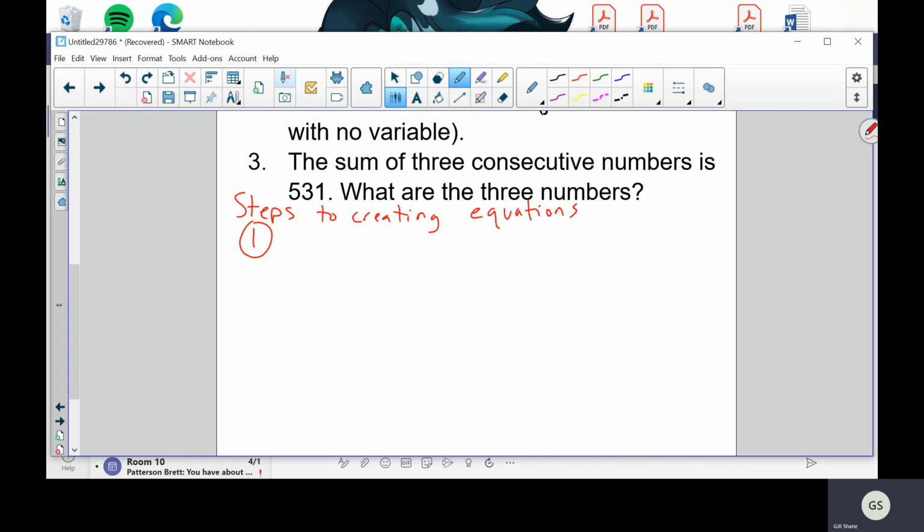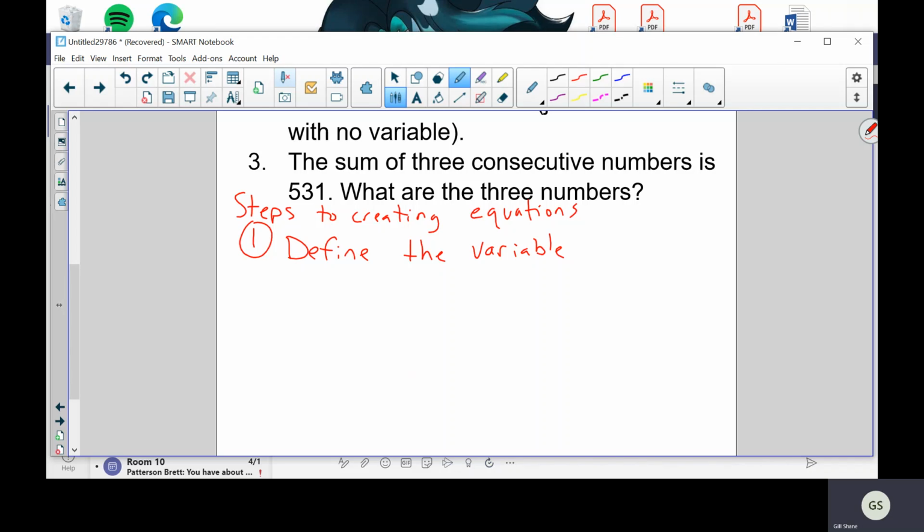All right, step 1. You've got to define. I'm going to use the word define. All that means is, what does the variable stand for? So define the variable. And you'll see, I'll give you an example of this in a second when we do it.